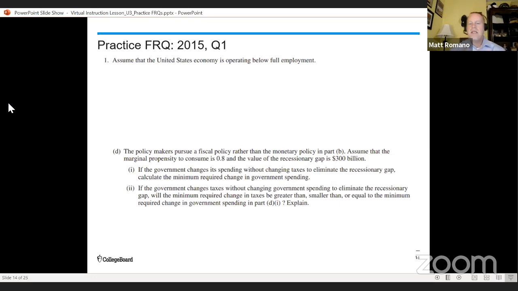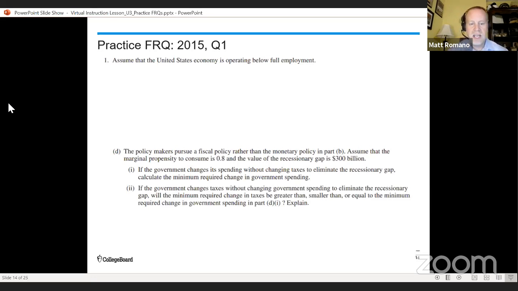Now, if you're taking this exam, if you're answering this question, I'm writing some information down or I'm highlighting it. What do I need from this one? What do I pull from this question? I'm going to need the MPC. Might not be a bad idea to also write down your MPS is 0.2. I need to know that recessionary gap is $300 billion. We're operating, in this case, $300 billion below full employment.